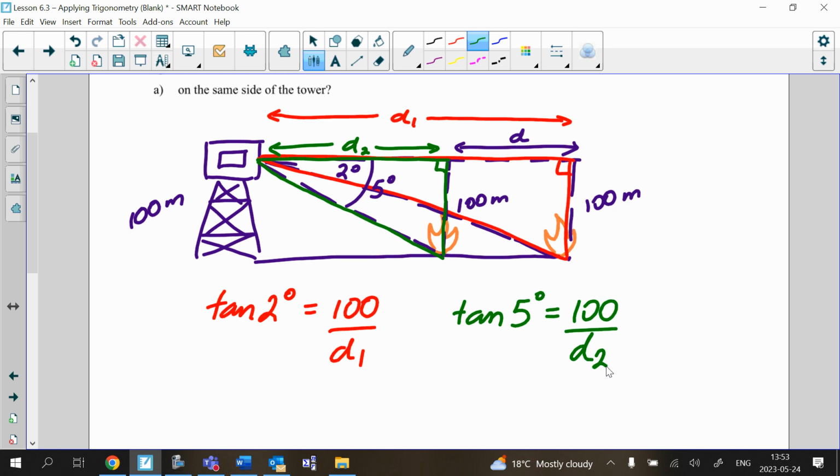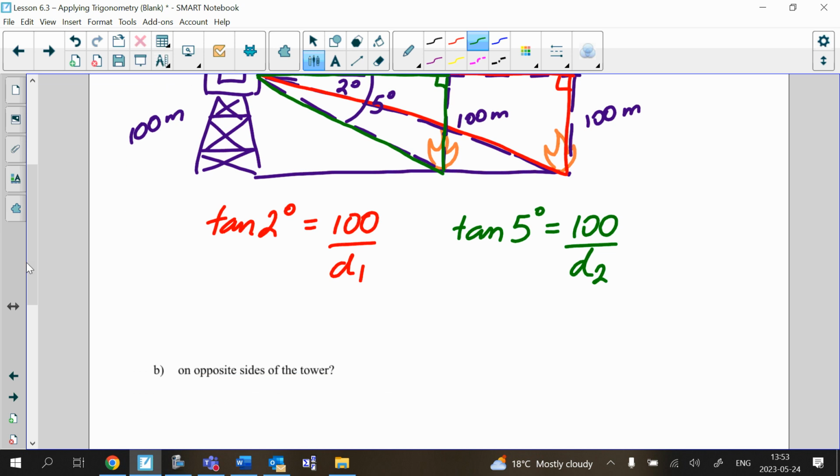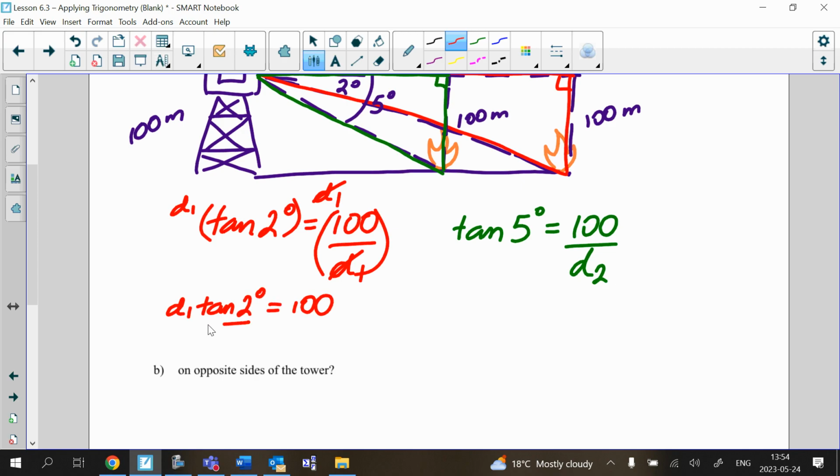And now we solve each one. For this one, we multiply both sides by D1. So we get D1 times tan 2 degrees equals 100. Divide both sides by tan 2 to get D1 by itself. And therefore, D1 will equal 100 divided by the tan of 2, which is 2,864 feet.